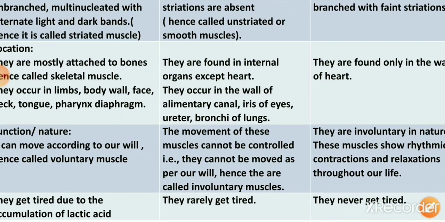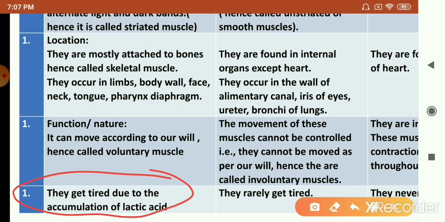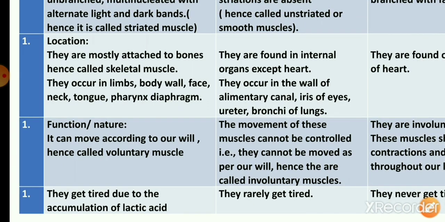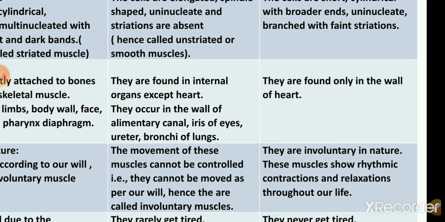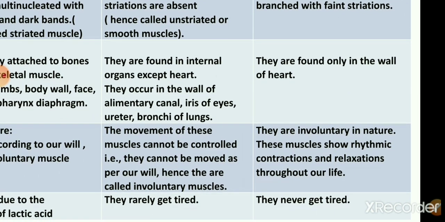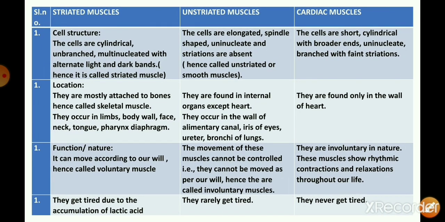Now, another important feature is that the striated muscles get tired very soon. That's because of the accumulation of lactic acid. So they get tired quite easily. The smooth muscles generally don't get tired. And cardiac muscles never get tired. Only when they get tired, one may get cardiac arrest also, right? So these are the differences between the three types of muscular tissue.